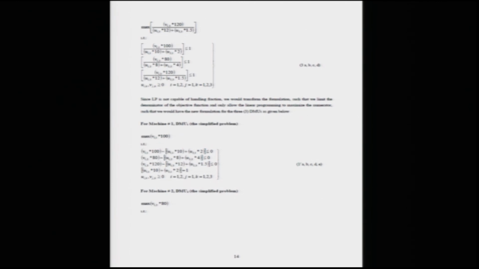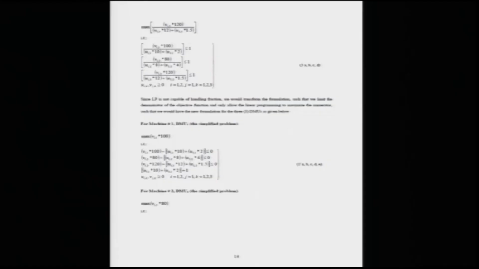What happens to the input in the constraints? You take the denominator onto the right hand side because it is a less than type, and then bring it back to the left hand side. So now you have a linear problem, because for the constraints you are taking the denominator to the other side. It becomes V11 into 100 minus U11 into 10 plus U21 into 2 less than or equal to 0. Similarly, you do it for the second one and for the third one.